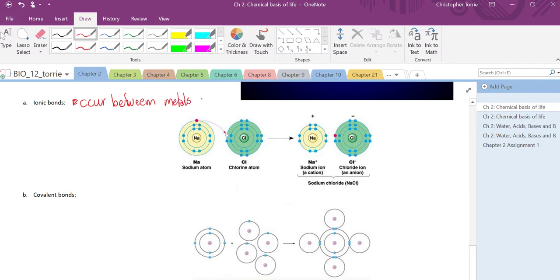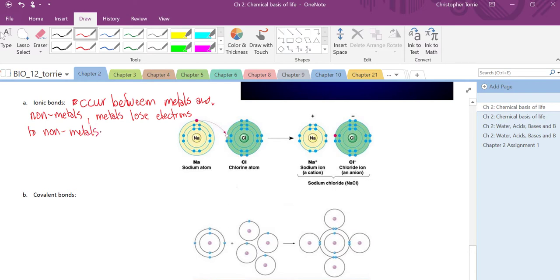Metals and nonmetals, okay, of elements. And metals lose electrons to nonmetals.